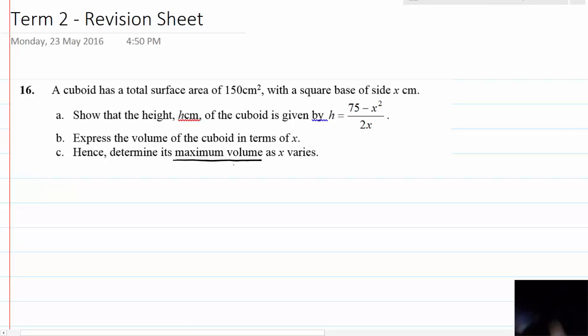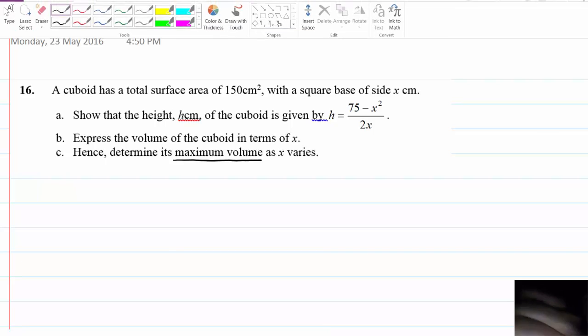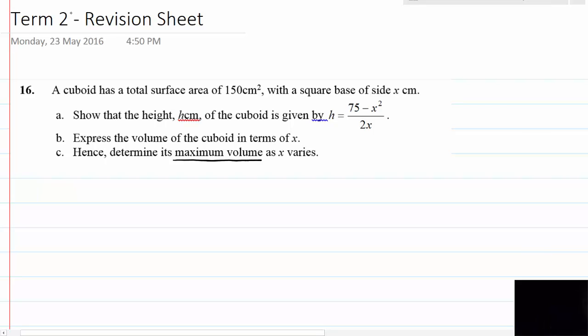So I'd be thinking straight away that I need to get volume as a function of one other variable, and I'd be aiming for that through my relationships, eliminating variables so that I can derive and maximize the volume, and in all likeliness in terms of x. So let's have a read of the question.